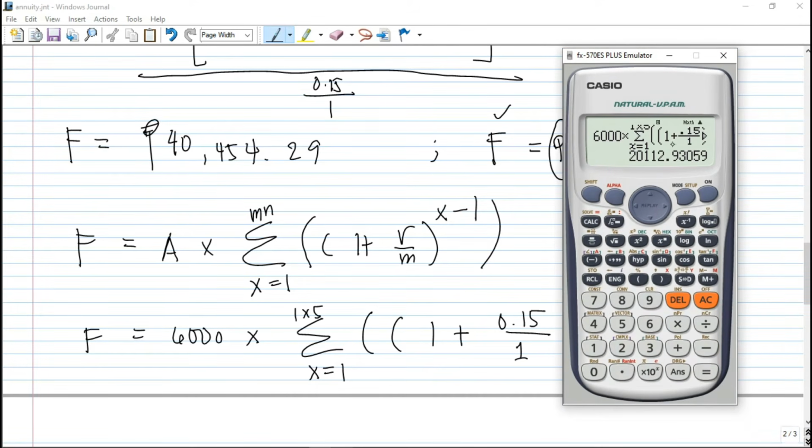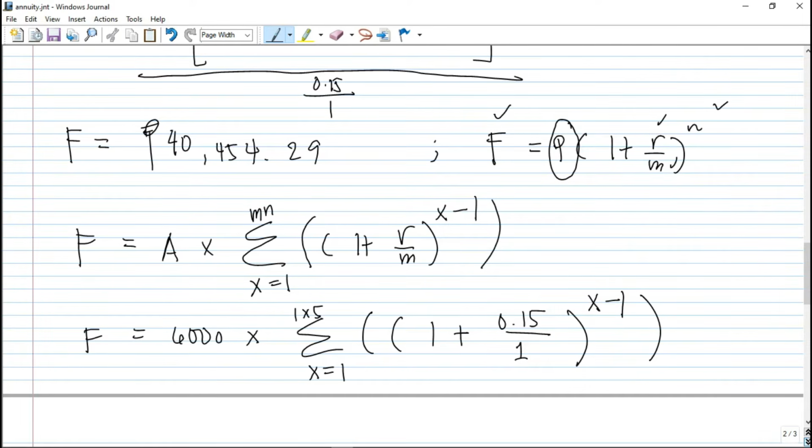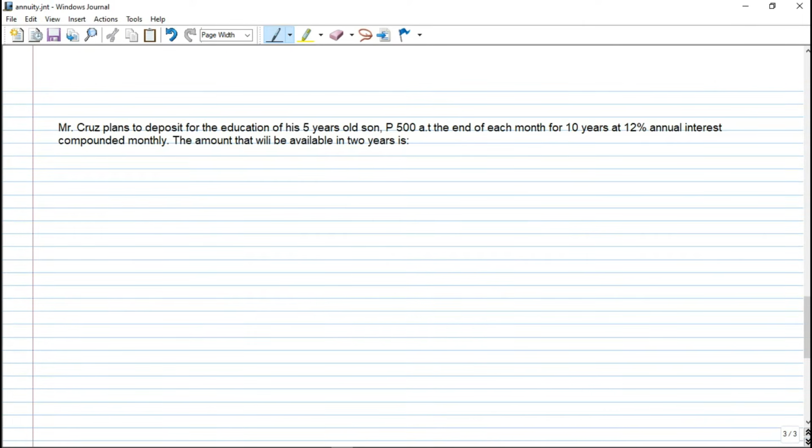Then, let's try to solve another sample problem. These are all past board exam problems. Okay, so at least for those taking the board exam, this will be very helpful for you. In this next problem, we have Mr. Cruz plans to deposit for the education of his 5-year-old son 500 pesos at the end of each month for 10 years.